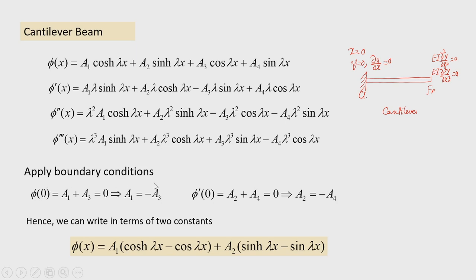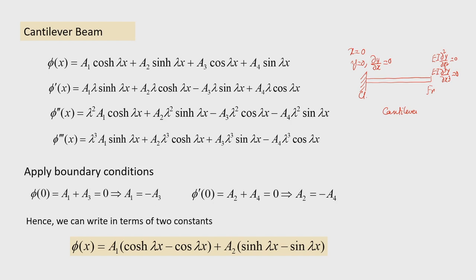So apply the boundary conditions. Phi is equal to 0, the displacement is 0, this end displacement is 0. So therefore, if I put x equal to 0 here, cos hyperbolic 0 is 1, sin hyperbolic 0 is 0, cos 0 is 1, sin 0 is 0. So we are getting a1 plus a3 equal to 0. So this gives a1 equal to minus a3.